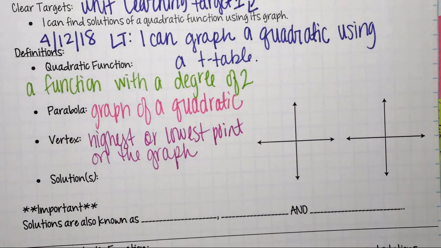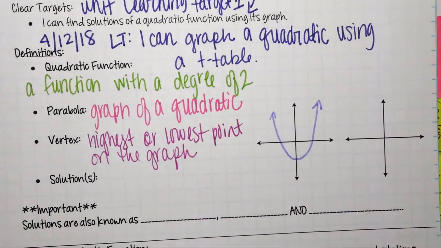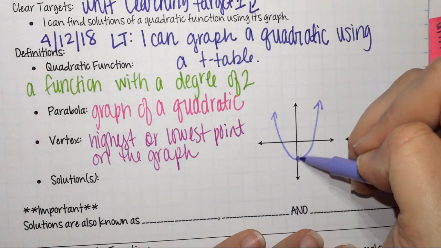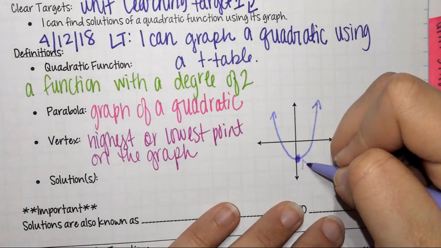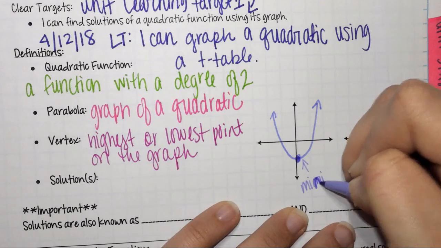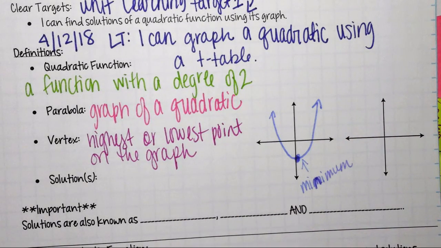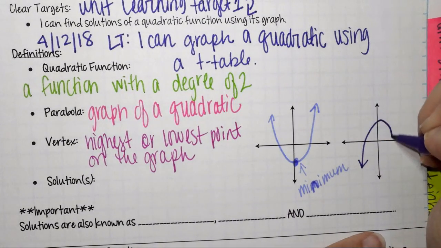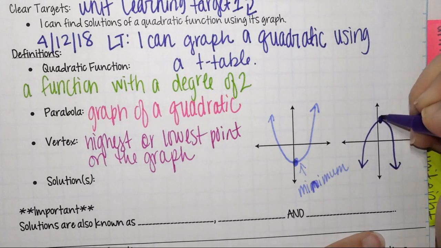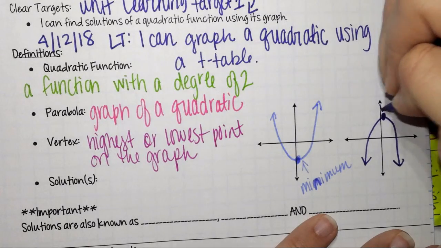And we have two ways that our graph could look. It could look like this, where our vertex is down here. This is called a minimum, because it is your smallest value. Or it could look like this. And what would this vertex be called? A maximum. Take a point.